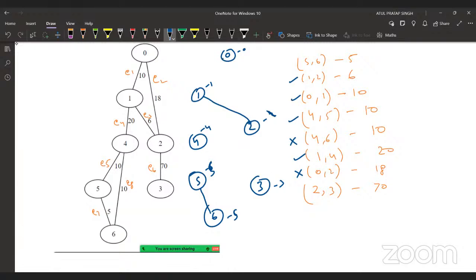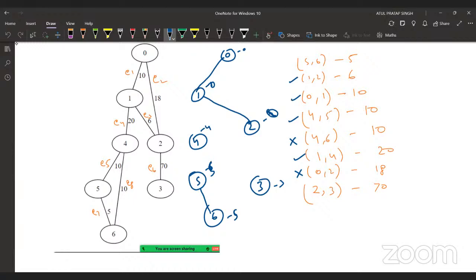0 to 1: the component value of 0 is 0 and of 1 is different. So after adding, the components of 0, 1 and 2 will all become 0, the smaller value, because all three vertices are now connected. Okay, next time 4 to 5.